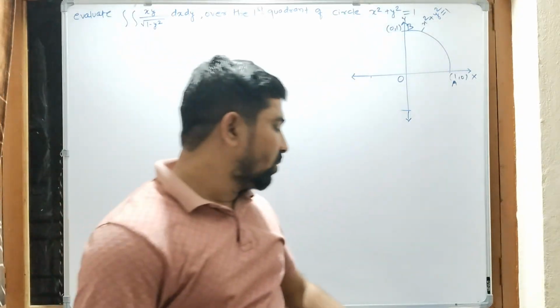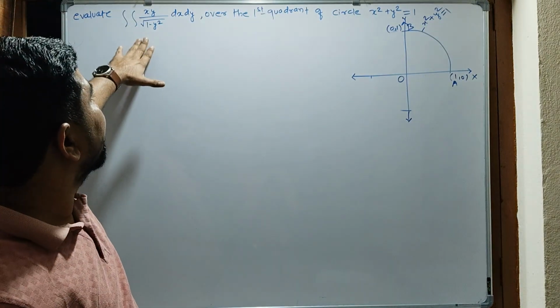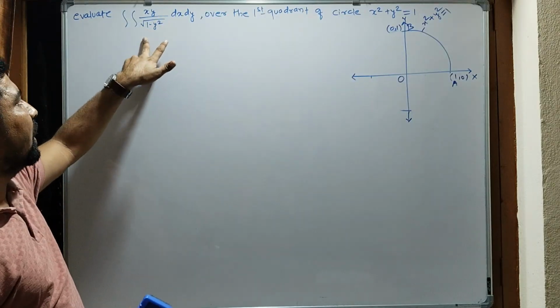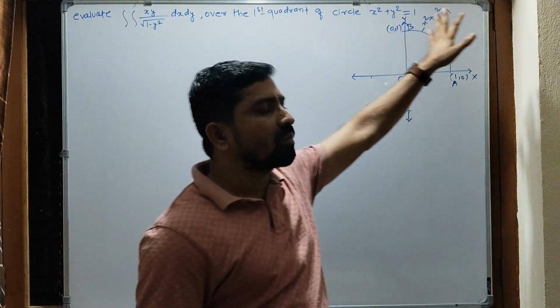Hi friends, in this video we are going to solve one more problem. Evaluate the double integration of the function xy by under root 1 minus y square dx dy over the first quadrant of the circle.